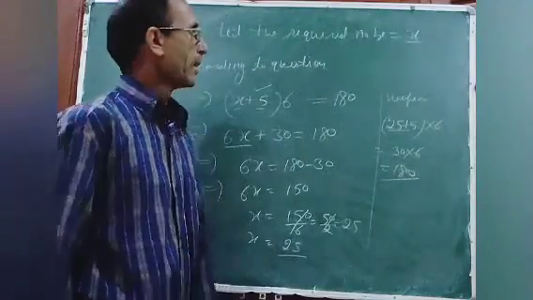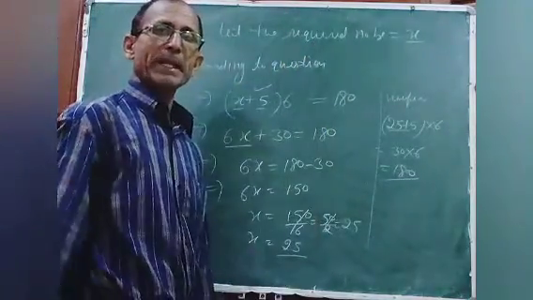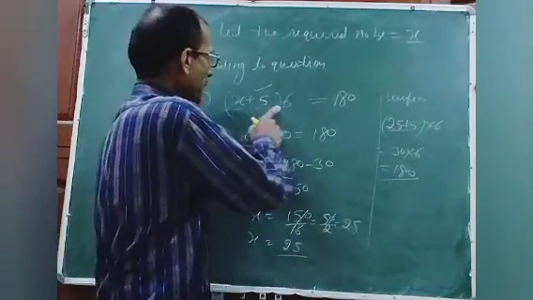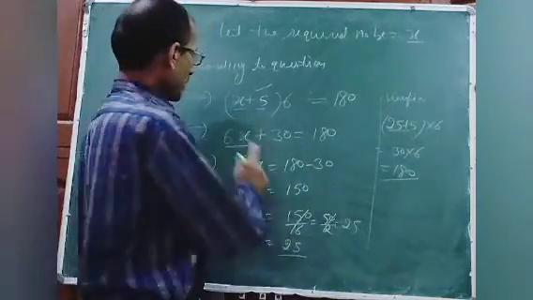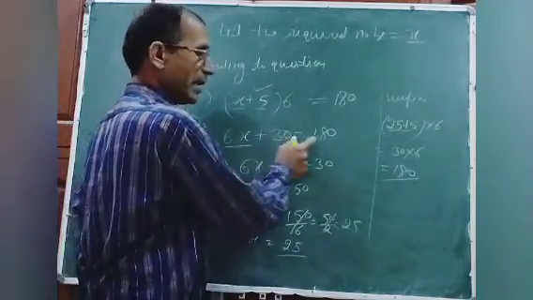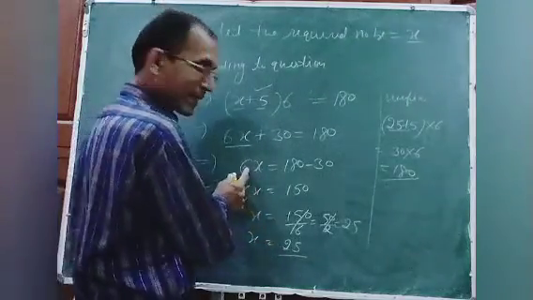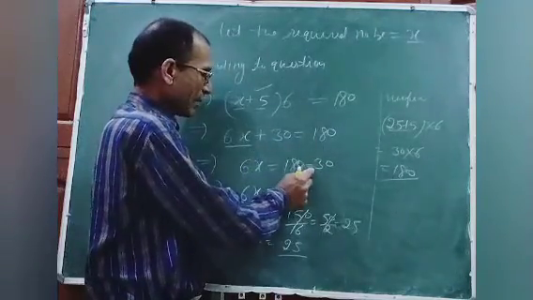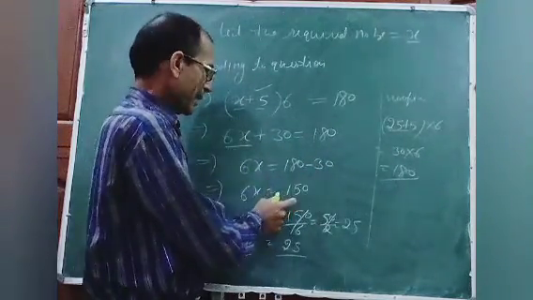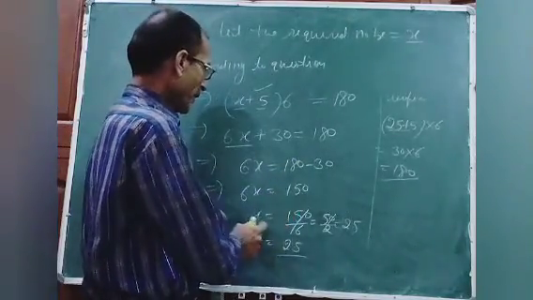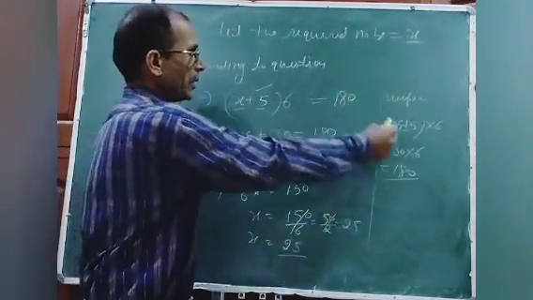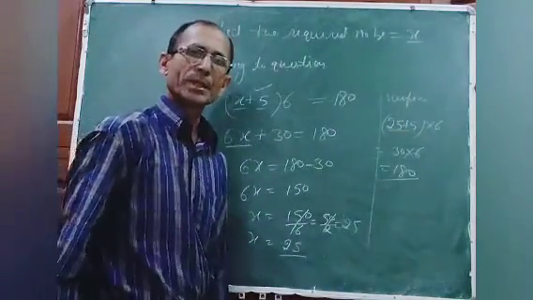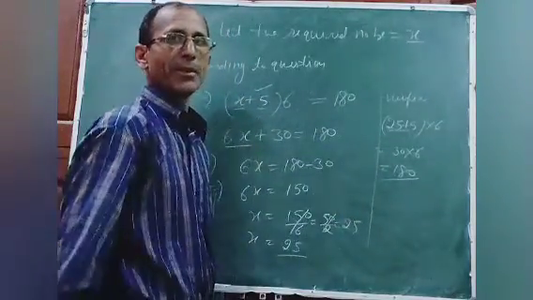Have you understood? Okay. Once again I am repeating. Let the required number be x. If 5 is added to the number and multiplied by 6, the result is 180. So 6x plus 30 is equal to 180. 6x I kept this side, and when I change the side of this, the sign will be changed. So after changing the sign, it becomes minus 30. So 180 minus 30, 150. Value of x is 25. So the number 25 plus 5 multiplied by 6 becomes 180. So this is the answer and verification. Thank you. Next question.